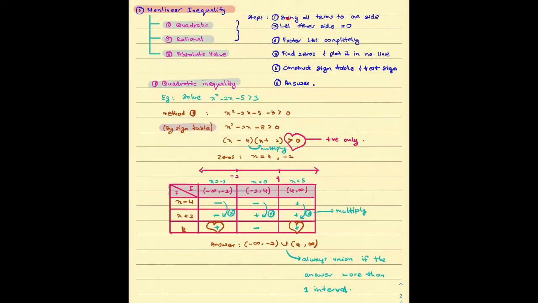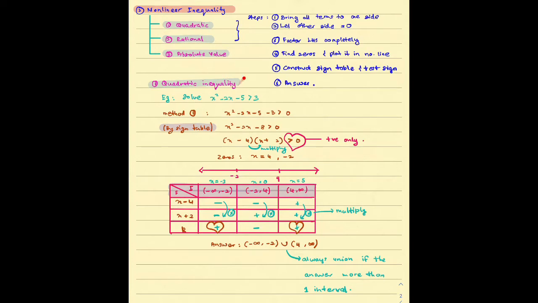Okay, there are steps to solve a non-linear inequality. Step number 1, you must bring all terms to one side. Step number 2, let the other side be 0. Step number 3, factor the left hand side completely. Then once you get the factors, find their zeros and plot them on the number line. Number 5, construct the sign table, choose a value and then test the sign. And then number 6 is answer it correctly.